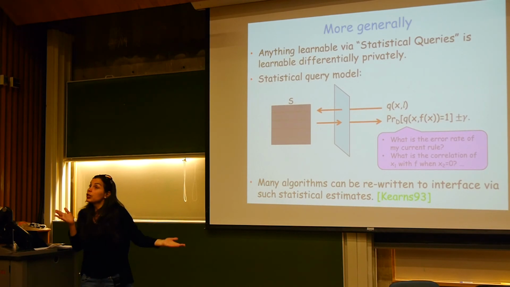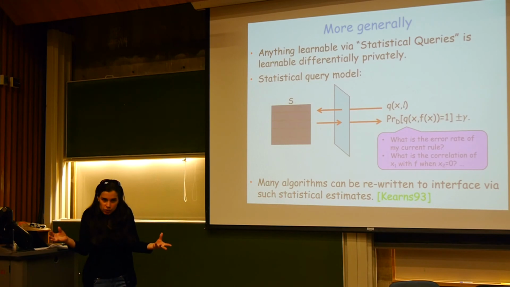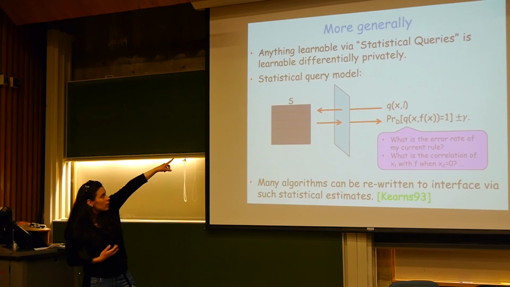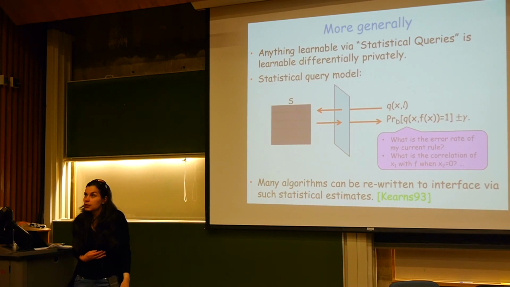Now, there are theoretical examples. There's something called learning parity functions, where you solve a system of linear equations over Z2, that we don't know how to make differentially private. So there are some algorithms that are not easily made differentially private, but for most of the machine learning applications that we care about, I think they can be made differentially private. And this SQ learning model captures that.